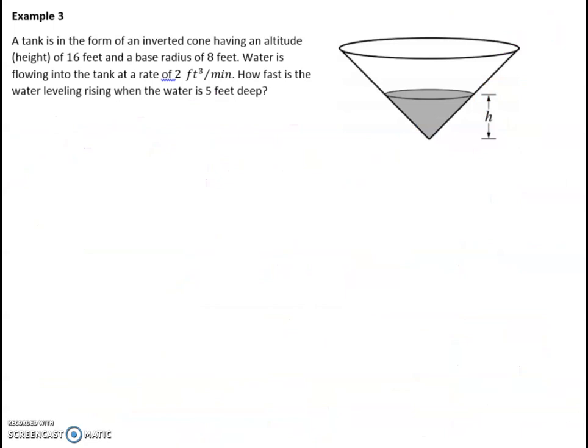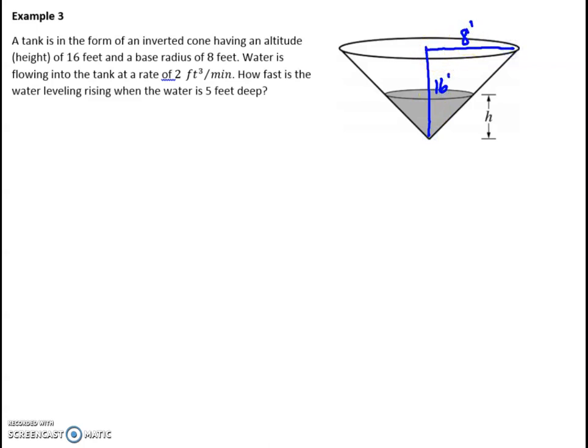All right, this next problem is a cone, and it's a cone being filled, and this is a very common problem. I'm going to show you how to do it. It has a slightly extra piece to it, but the general idea is the same. So we have a tank, and it's a cone, and it's inverted. We know that the altitude of the cone, the tank, is 16. So the height is 16 feet, and the radius is 8 feet.